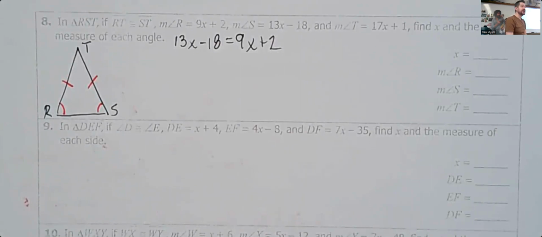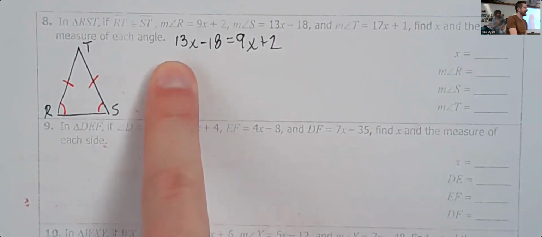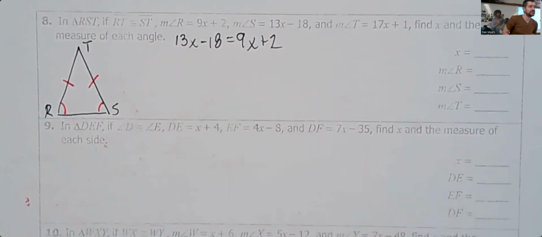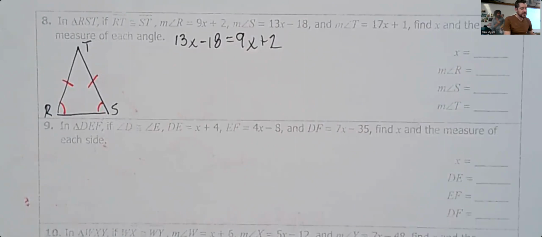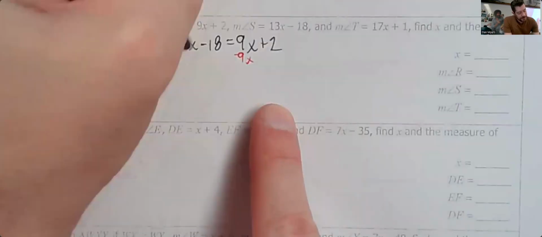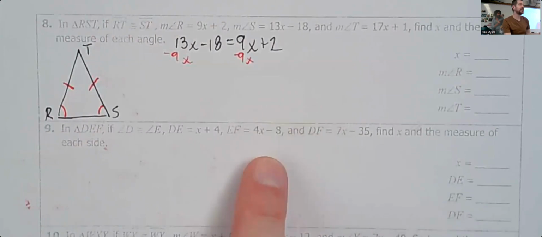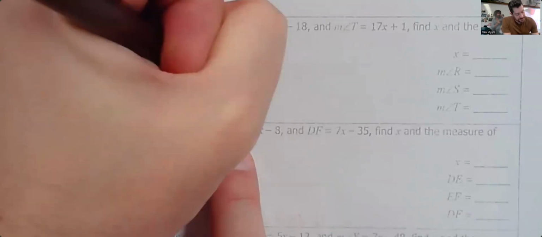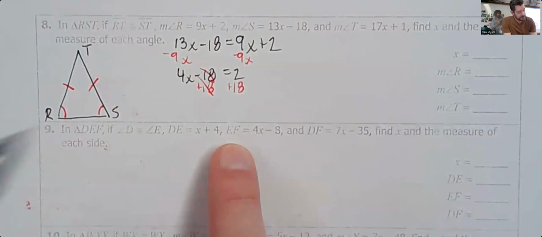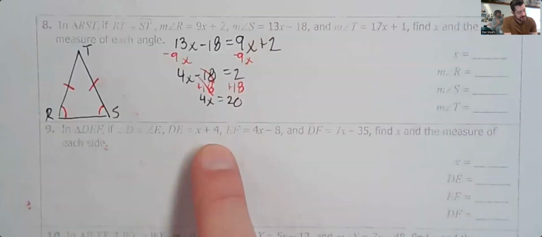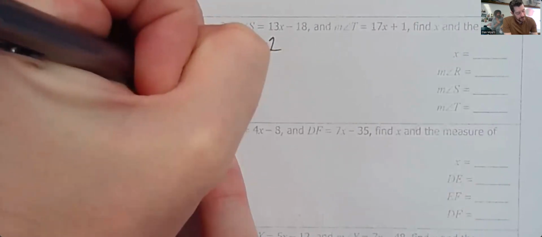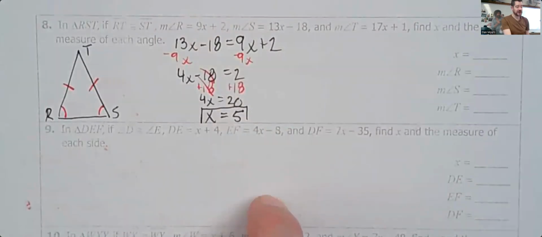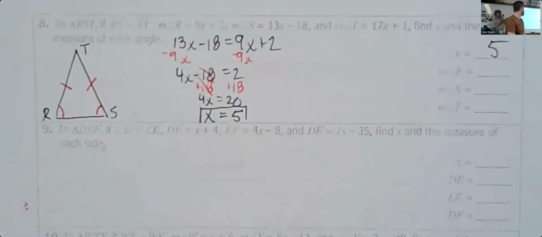I'm putting the angle S first because I like my larger variables on the left because they stay positive. So let's see, we'll subtract 9x from both sides. And the rest of this problem is exactly like what we did yesterday. We get x, we plug it in, we figure out the angles. All right, so 13 minus 9 is going to be 4. So that's 4x minus 8 equals 2. We'll add 8 to both sides. 8 plus 2 is 10. Divide by 4. What's 10 divided by 4? X equals 2.5. So off to the right, write the value for x.